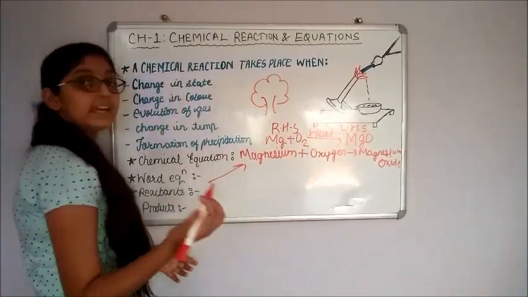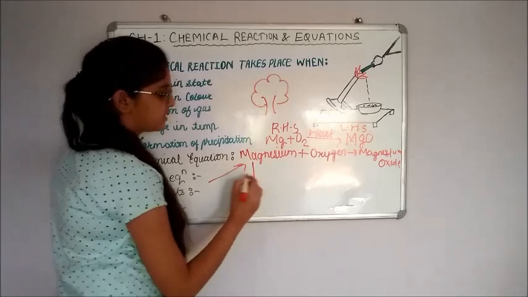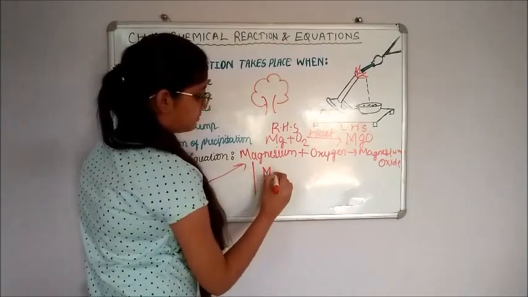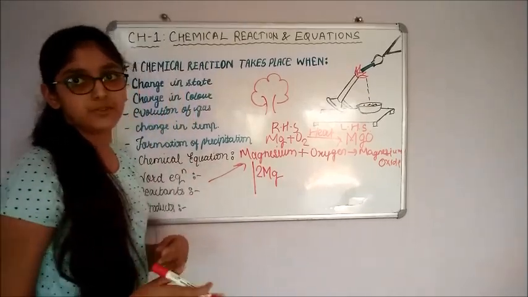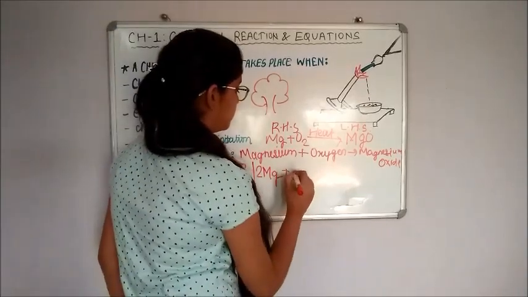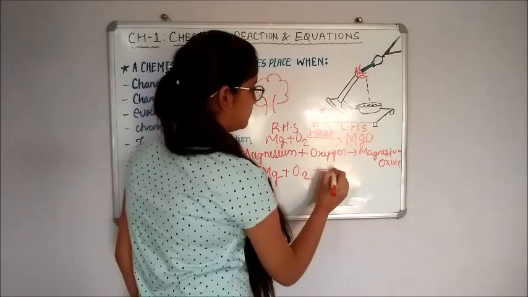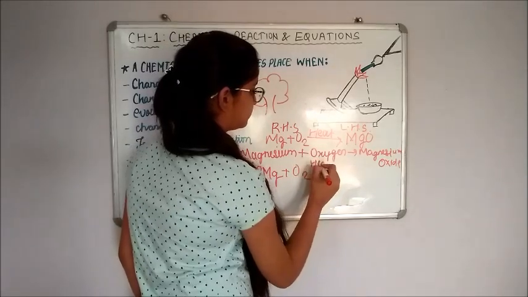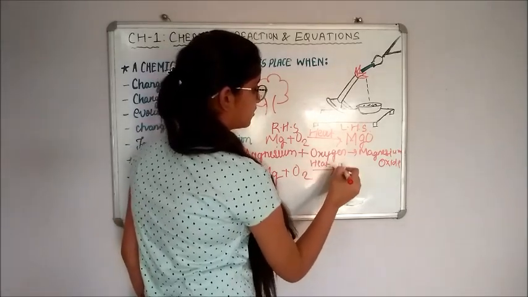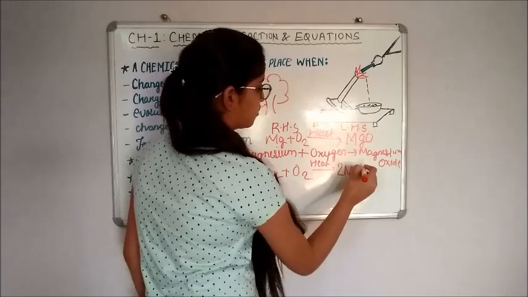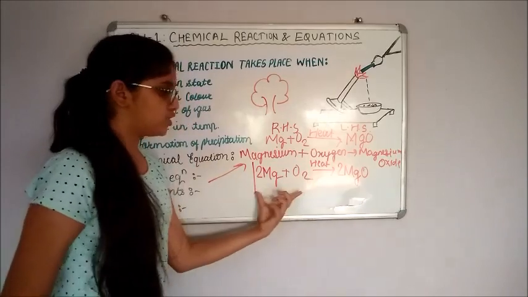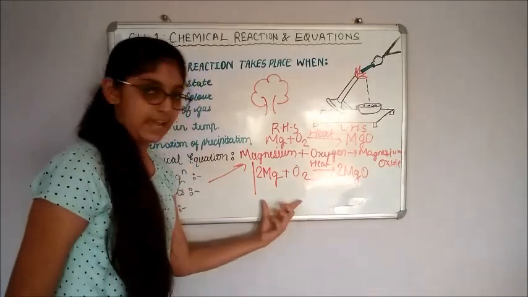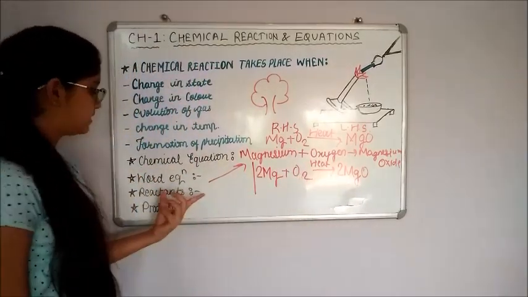Now if we want to write a balanced equation for that, the balanced equation will be 2Mg plus O2 gives, with the help of heat, 2MgO. We'll learn how to solve balanced equations in our next video. So now the equation is balanced. This balanced equation also has two sides, LHS and RHS.